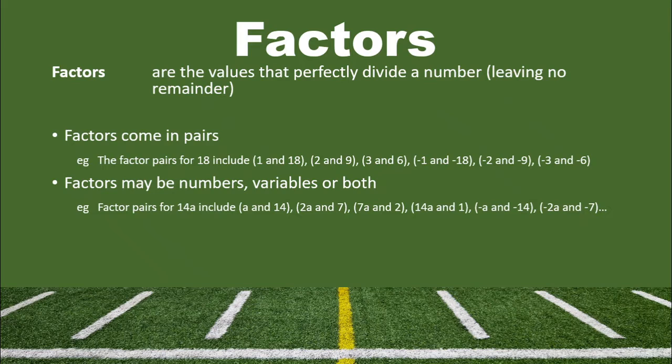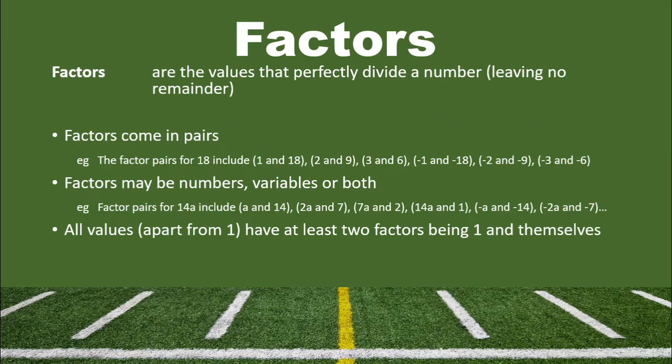14a similarly divides by 7a, and that leaves us with just 2. Or 14a divided by 14a, any value, number or variable divided by itself, gives an answer of just 1. And of course, we can consider our negative factors as well. You need to remember as well that all values, apart from 1, have at least 2 factors, being 1 and themselves. So if you're struggling to find a factor for some value, remember to think about those 2 possibilities.